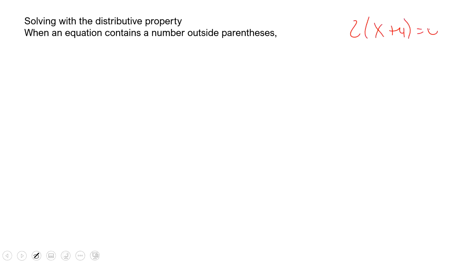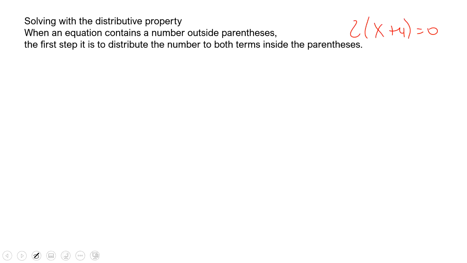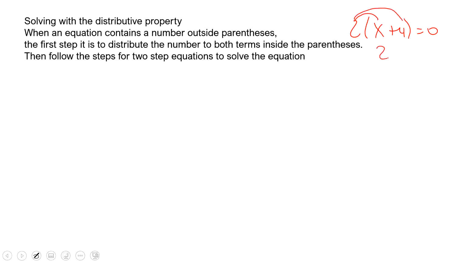So to start, we're solving with the distributive property. The distributive property means there are parentheses in the equation with a number outside, something maybe like 2 times (x plus 4) equals 0. The first step is we need to distribute the 2 through the parentheses, which basically means multiply everything inside the parentheses by the 2. So we would rewrite this as 2x plus 8 equals 0. And then from there you follow the steps that we had for 2-step equations. Undo addition and subtraction, then undo your multiplication and division, and you'll have your answer.